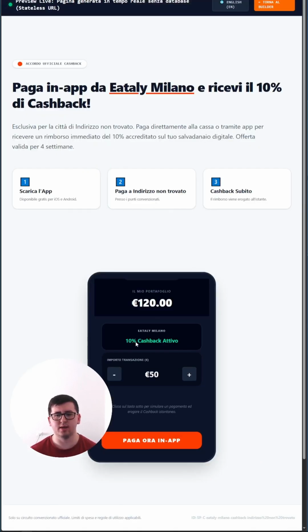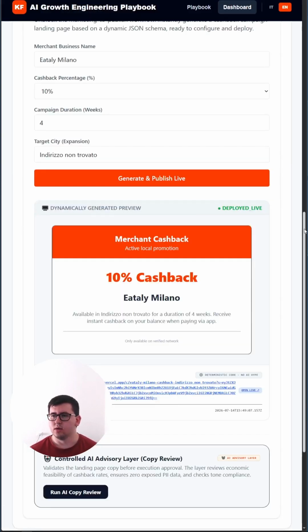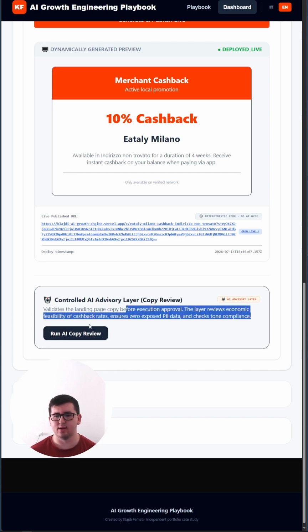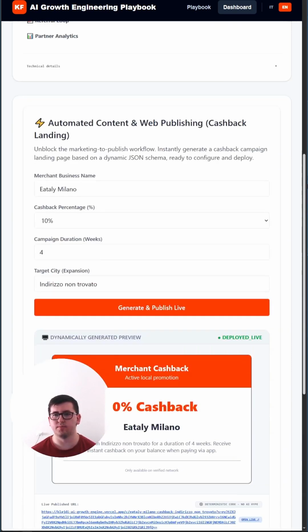Cashback attivo, 10%, Italy, Milano. This is in Italian because I built the website in Italian at the start, but you can even put it in English, don't worry, because I'm from Italy. Here I implemented something that you can do later. This is all an idea that I had. And in this case, I would have done a controlled AI advisory for copy review.